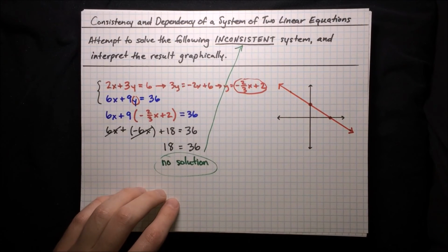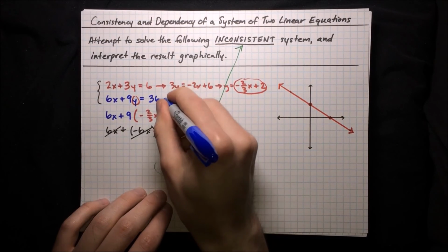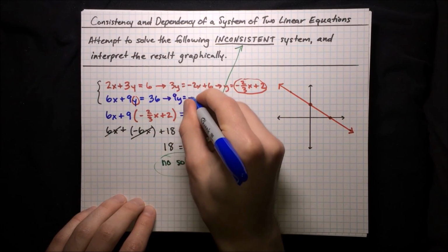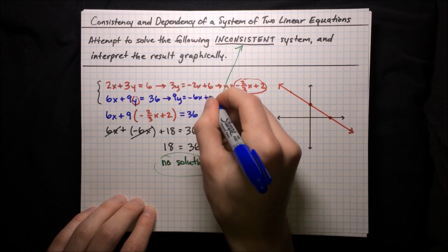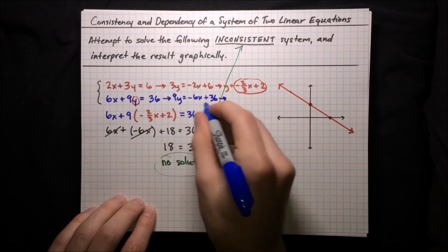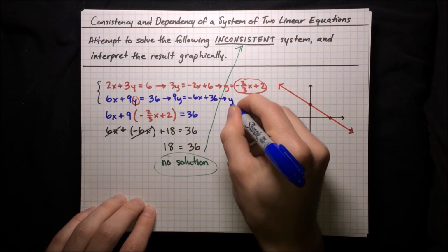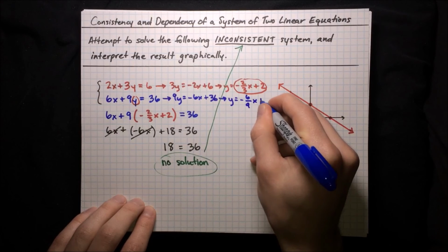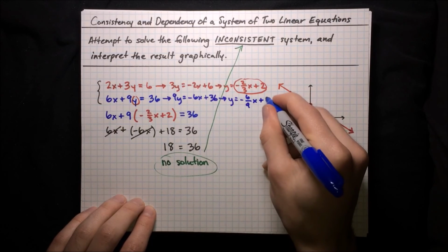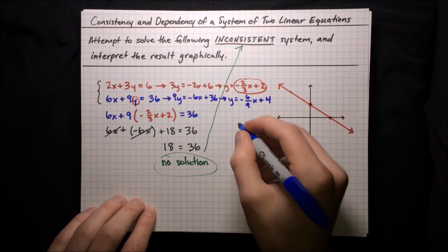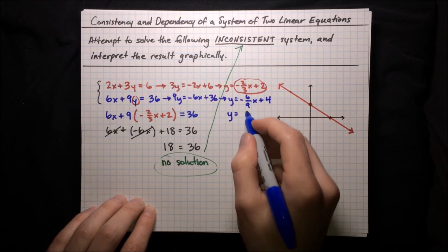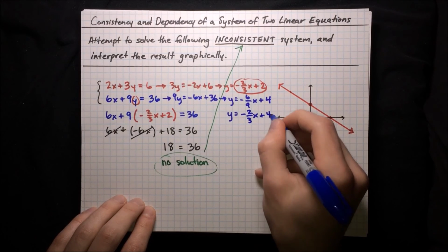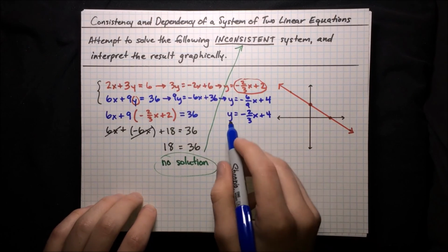And now let's take care of that second line. Let's plot that. So why don't we solve this for y? So we get 9y equals -6x plus 36, and then we'll divide both sides by 9. So y equals -6/9 x plus 36 divided by 9 is just 4. And why don't we simplify this fraction? So y equals, divide top and bottom by 3, and you get -2/3 x plus 4. And let's go ahead and plot this.